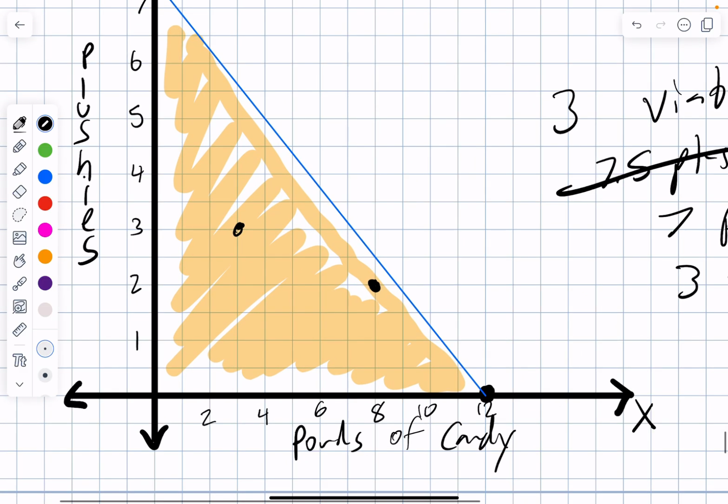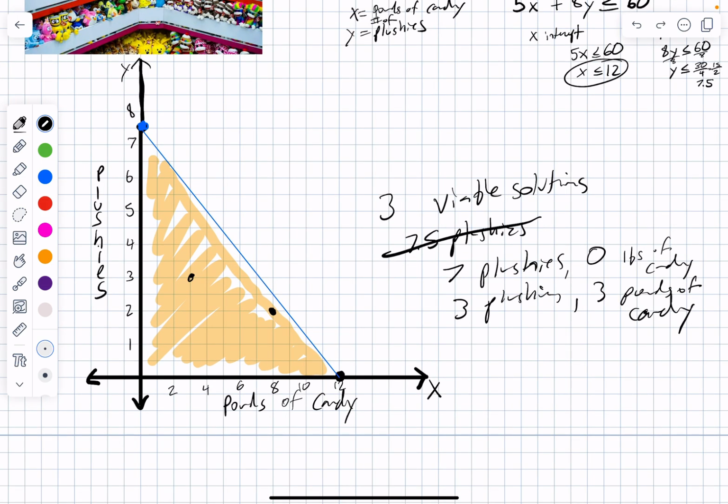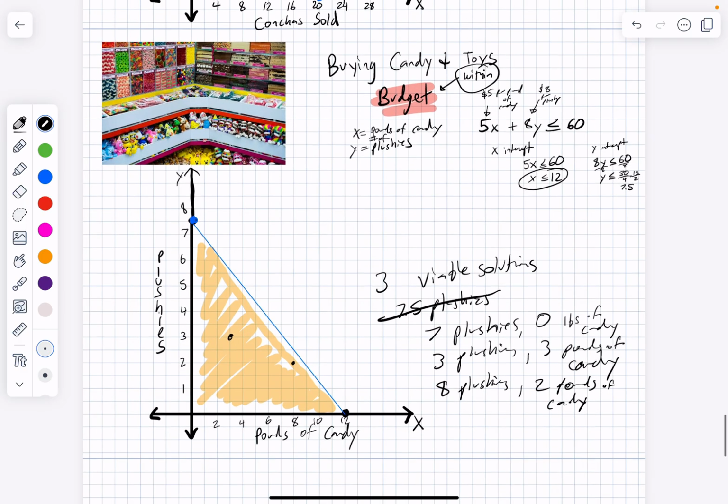Thank you. So this would technically be in here, but you can't buy really a half. So don't count that as a viable solution. I would say 8 plushies, 2 pounds of candy. Okay, so that should be helpful.